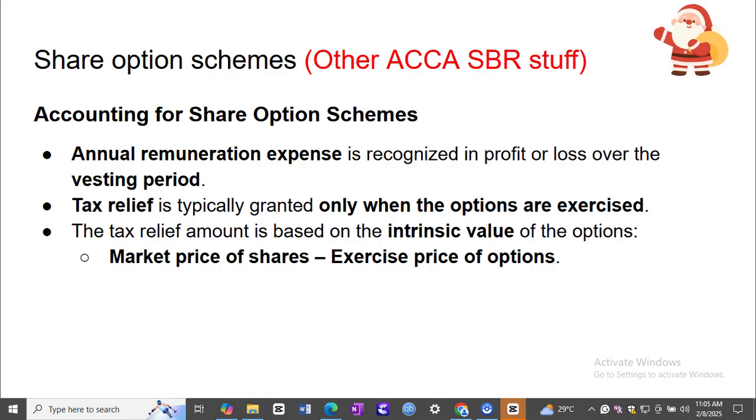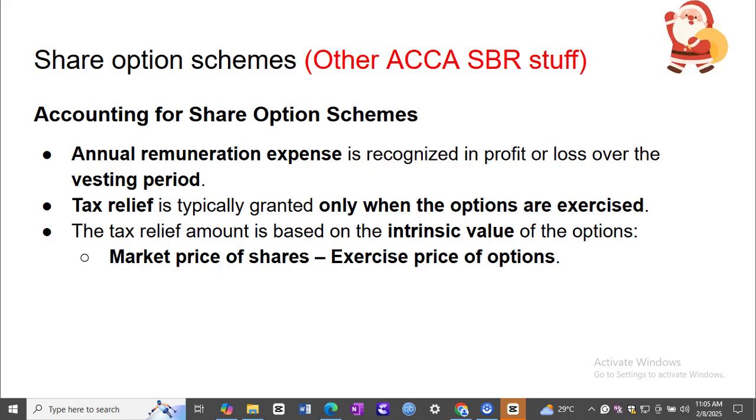Absolutely. Share option schemes are a way for companies to give employees the right to buy shares in the company at a future date, usually at a discounted price, a way to incentivize and reward them. Okay, so how do share options connect to deferred taxes? Well, for accounting, the company needs to recognize a cost, called a remuneration expense, over the period those share options vest. So if the employees need to work for the company for a few years before they can actually use those options, the company spreads the cost over those years.